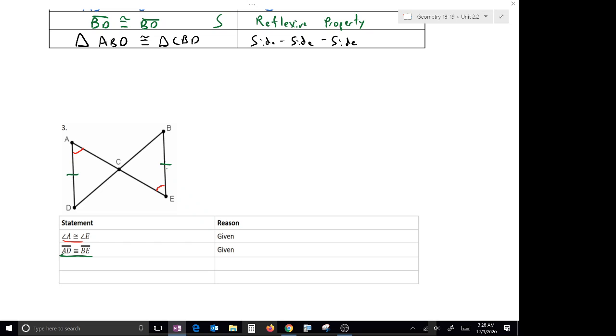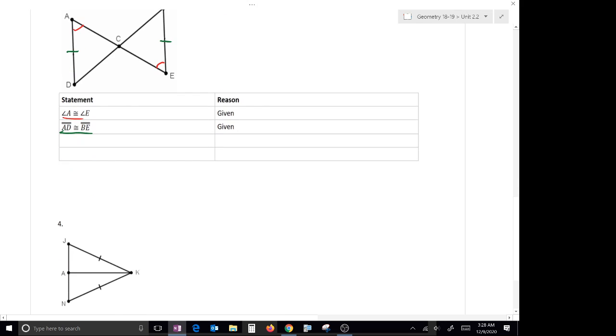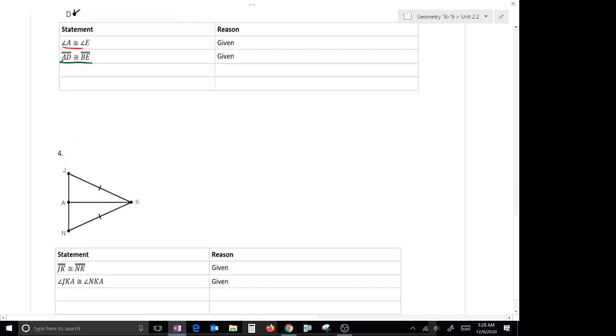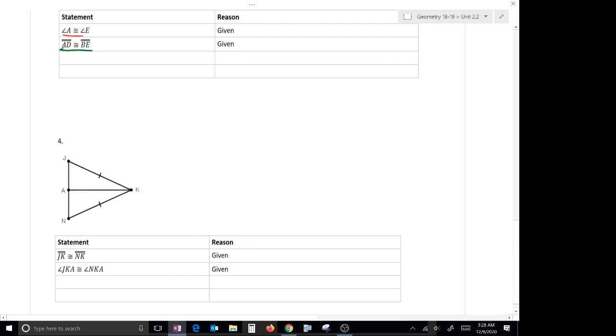So take a look at the picture, see if there's something else we can mark, and then put down a statement and reason. Okay, so that's number 3, and then same thing for number 4. I got you started with your givens, and then you just have to figure out the last two statements.